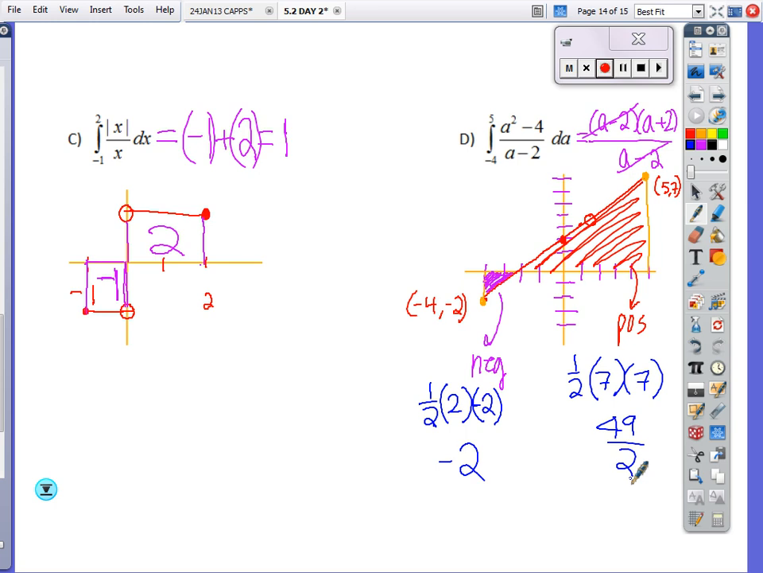We leave this negative because we're not doing a total area. And the actual answer would be -2 plus the 49/2, which is 45/2. All right? I'm leaving that negative because I'm not doing a total area. What's the answer to the total area? That would be 53/2. Is anyone confused on the difference between? All right. That's everything.